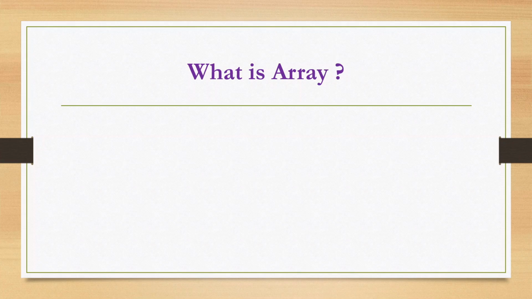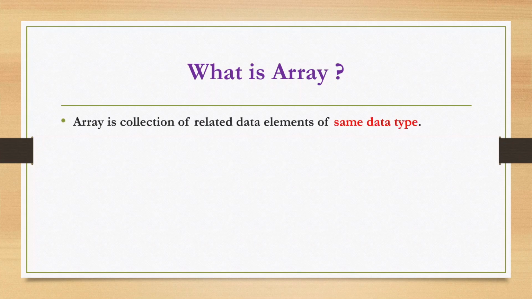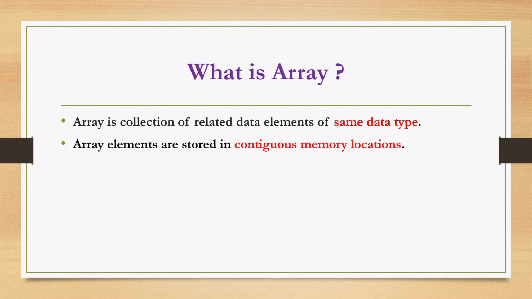Now let us see what is an array. An array is a collection of related data elements of the same data type. Array elements are stored in contiguous memory locations.